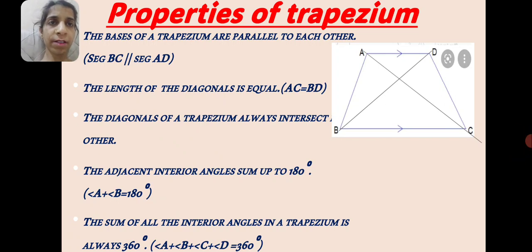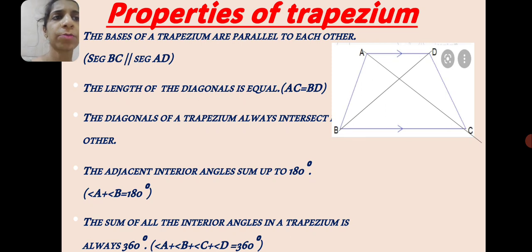Let's start with the properties of trapezium. The bases of trapezium are parallel to each other. Segment BC is parallel to segment AD. Next property is that the lengths of the diagonals are equal, that is, segment AC is equal to segment BD. Next property is that the diagonals of a trapezium always intersect each other.